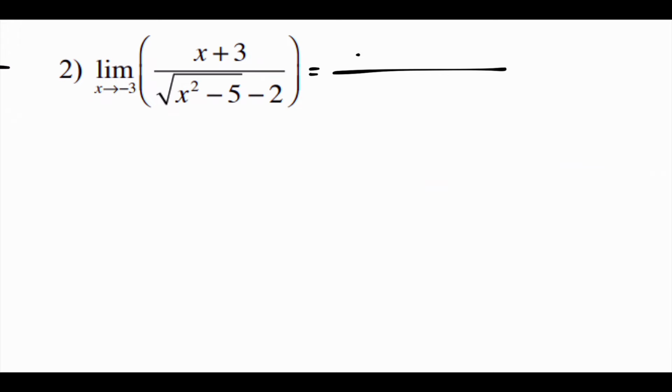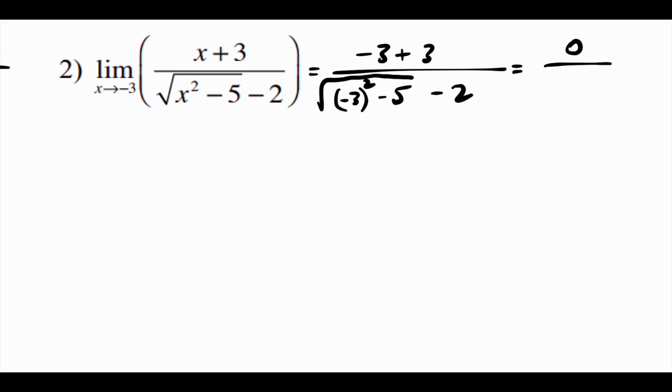Plug in negative 3. So I get negative 3 plus 3 on top, which is 0. On the bottom, I get the square root of negative 3 squared minus 5, which is 9 minus 5, which is 4. The square root of 4 is 2, minus 2, I get 0 over 0. So again, that means I can use L'Hopital's.